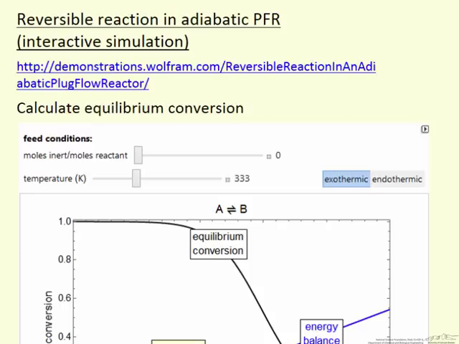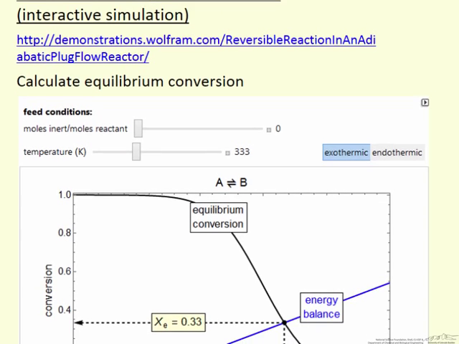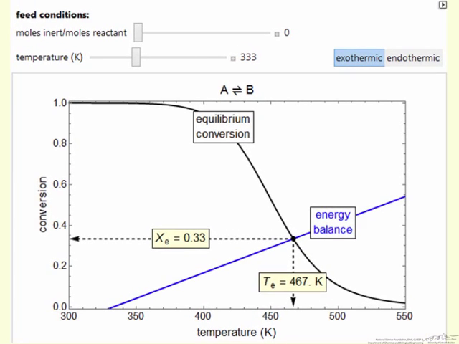I'm going to describe an interactive simulation in which we look at a reversible reaction taking place in an adiabatic plug flow reactor. The objective is to calculate what is the equilibrium conversion.